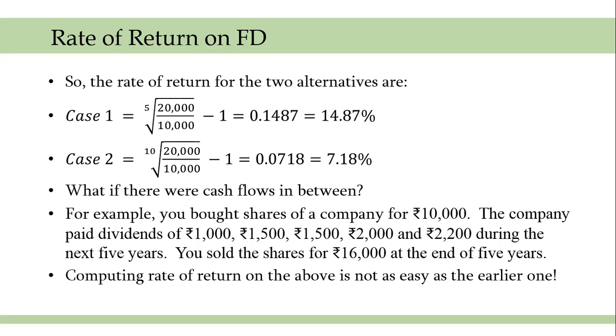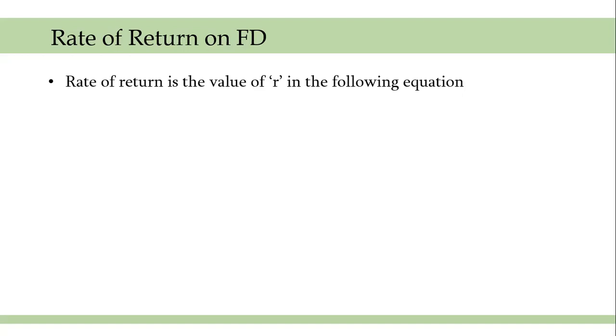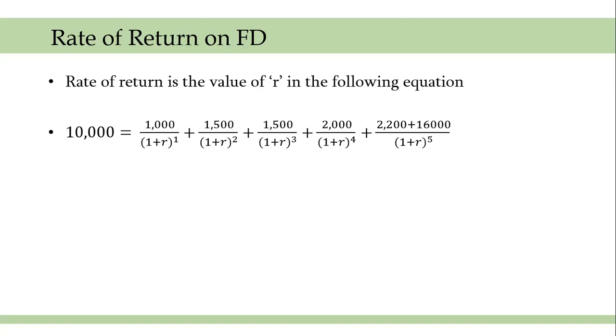So how do we calculate the rate of return in this case? The computation is not as easy and straightforward as the earlier one. The rate of return in this case is defined as the value of R in the following equation. You are equating the investment of 10,000 to the different cash inflows divided by 1 plus R to the power of N, the number of years in which the cash flows occur. From this formula, it can be seen that the calculation is not very easy and straightforward.